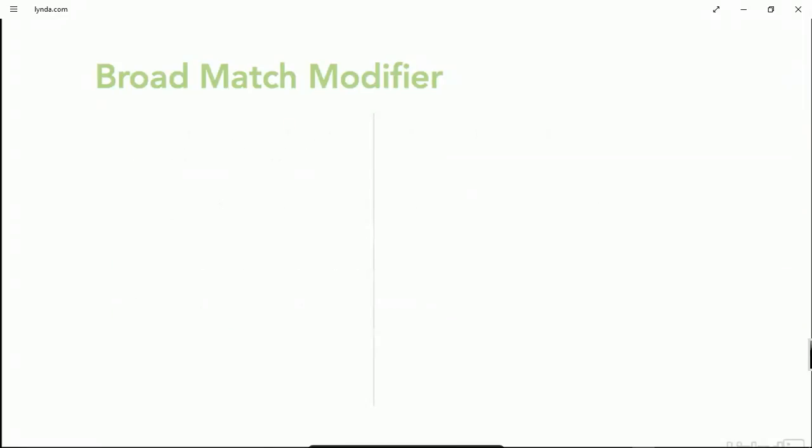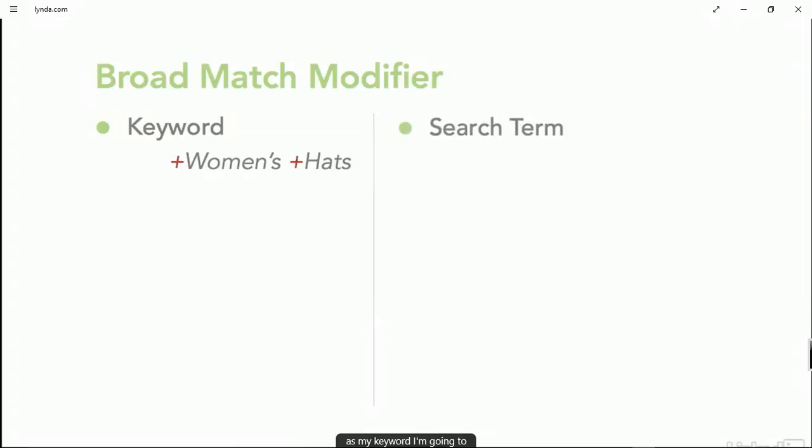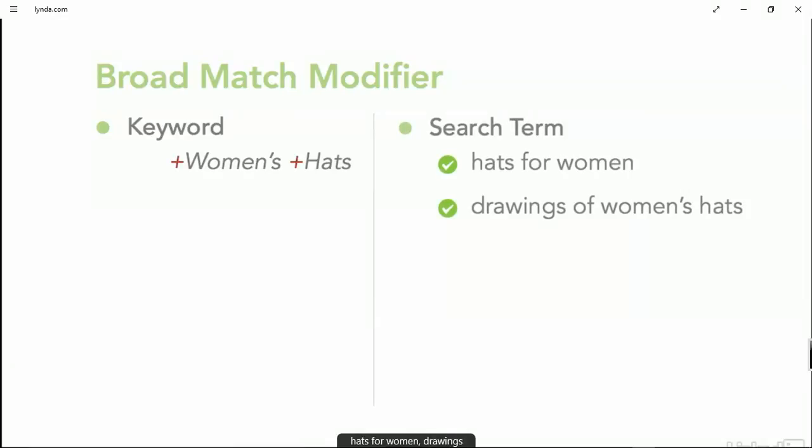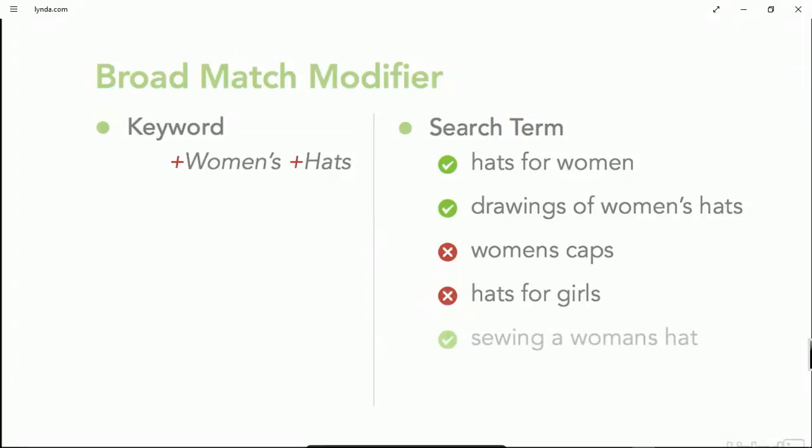Let's look at some examples. If I added into Google plus women's plus hats as my keyword, I'm going to match with the following: hats for women. Drawings of women's hats will match, but I will not match with women's caps because caps is a synonym of hats, and synonyms are not allowed in broad match modifier. I also won't match for hats for girls, but I will match for sewing a woman's hat, and I will not match for purple hats. And this is the broad match modifier.